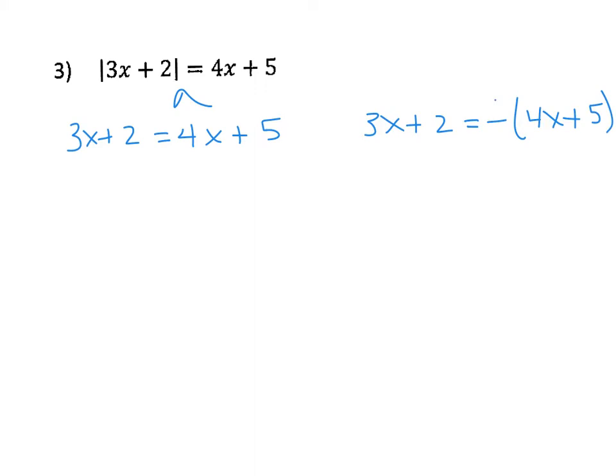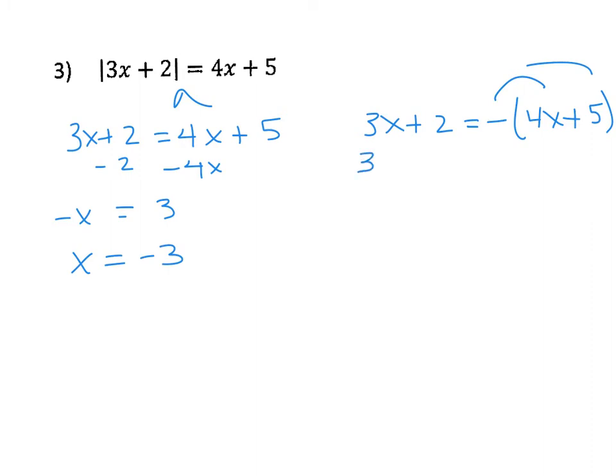So what we're going to have to do is we're going to have to distribute that. So let's go ahead and do this one. I'm just going to move the right side over to the left. So you get negative x, and I'm going to move the 2 over to the right. So I get negative x equals 3. Divide by negative 1, I get x is negative 3.